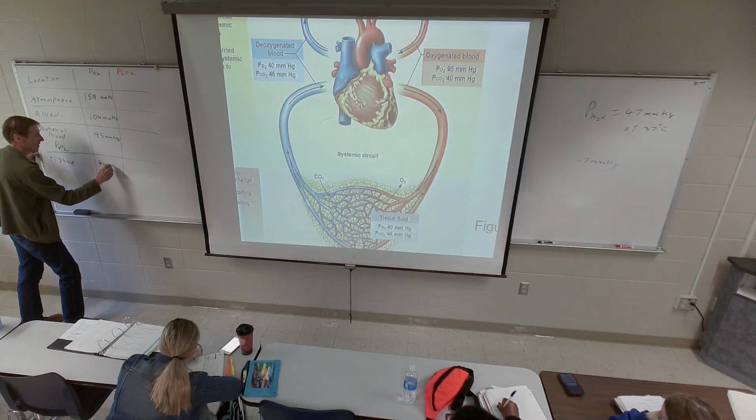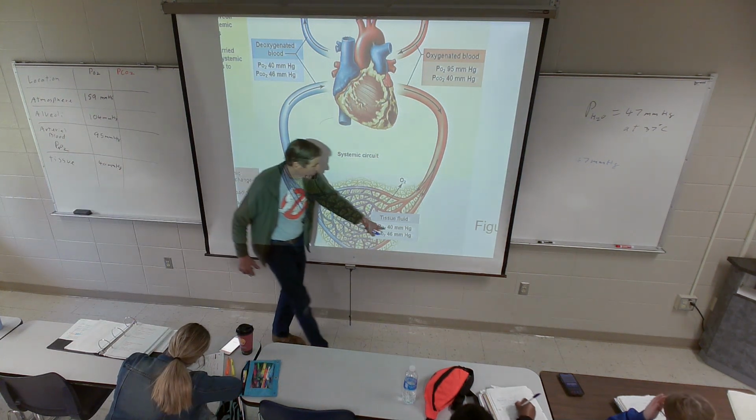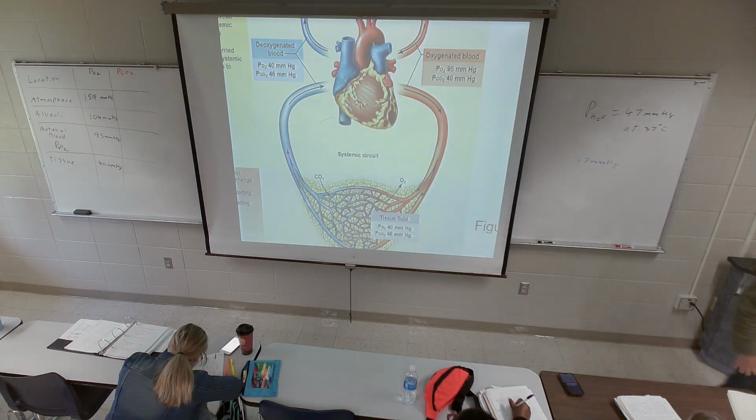Which you'd expect. This is the lowest point in the system because this is where you're using it. So tissue PO2 is about 40 millimeters of mercury. And I will tell you that is an average. It depends on the tissue. It can range from 15 to 60 or so.